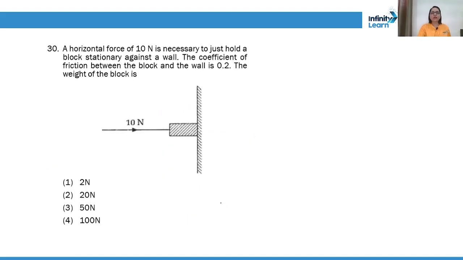Question number 30. A horizontal force of 10 Newton is necessary to just hold a block stationary against a wall. That means normal reaction R is 10 Newton. Its mg, that is W, will be in the downward direction and friction will be in the upward direction. It is in equilibrium. That means friction is balanced by W, right?